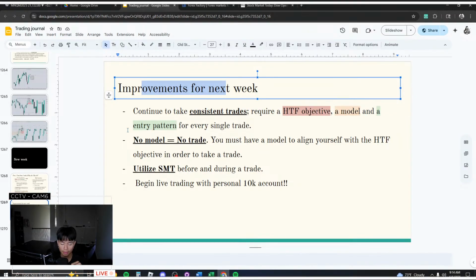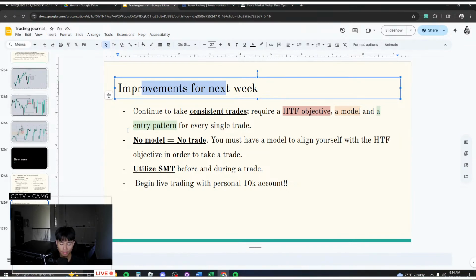And yeah, second, if there is no model for me to align myself with the higher time frame objective, there is no trade. I have to find a model that aligns with the higher time frame objective in order for me to take a trade.